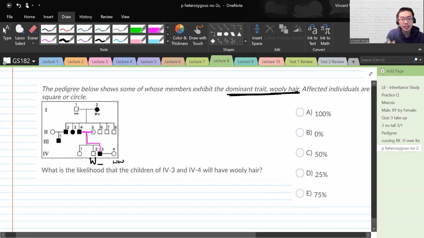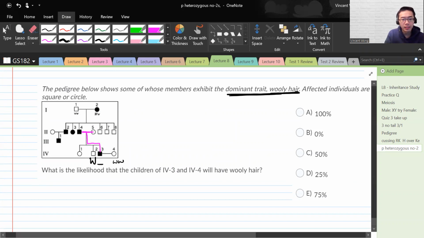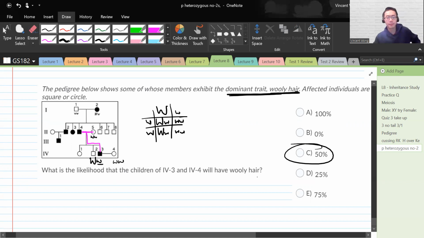Okay. So we can see his mother does not have the woolly hair. So it's small w, small w. And that means she's going to pass it on to her son. So that's the genetic makeup. Okay, and then we're going to go ahead and do the Punnett square like we usually do. Okay, and the answer is 50%.